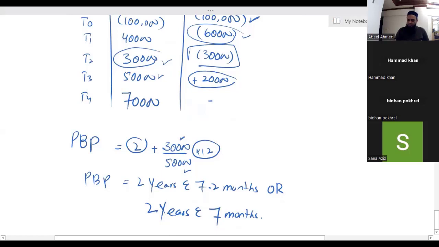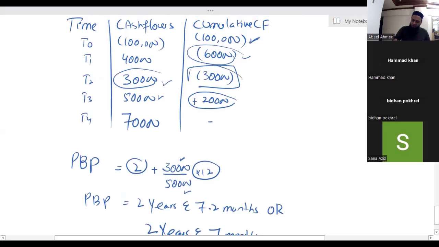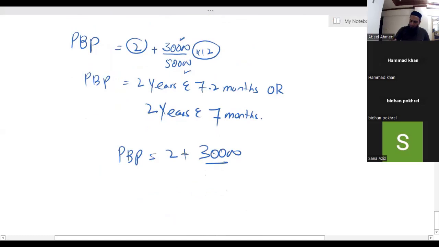If you are not multiplying with 12, you can do this also. 30,000. From where did I get this 30? I'm talking about this 30 and 50. So I think you are getting 2.6 years. Is this clear now, calculation? I think calculation is pretty simple.